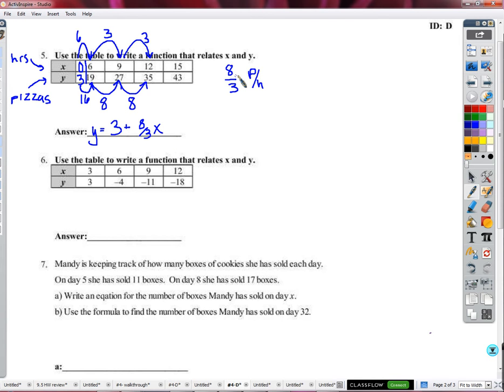We can also think of it as, well, let me show you. Let's say that I want to figure out how many pizzas I'll have at 3 hours. So notice that's in between 0 and 6. Like, it's not here on this table. Well, that's 3 hours have passed. So that's 8/3 times 3 hours. Y equals 3 plus 8/3 times 3. So I'm going to multiply 8/3 times 3. I'll put that over 1. The 3 gets divided by the 3.